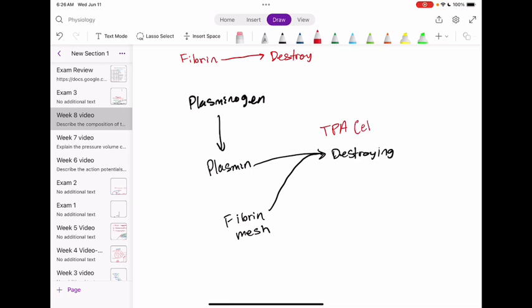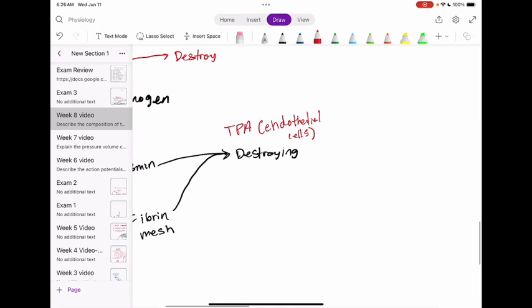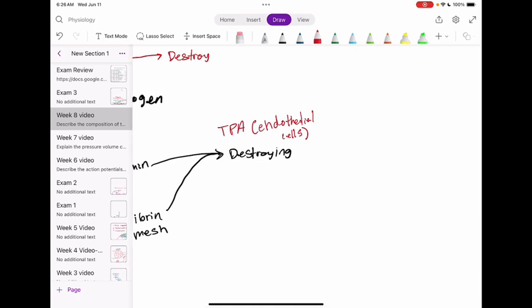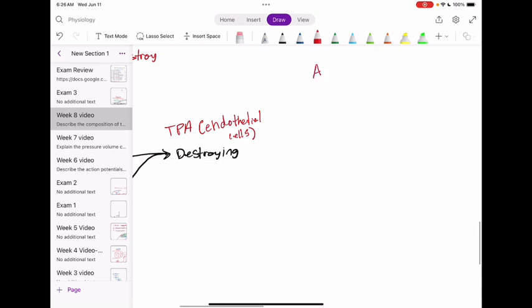which are endothelial cells. So, as we have more TPA and more plasmin, it results in destroying the fibrin mesh and reducing our coagulation.